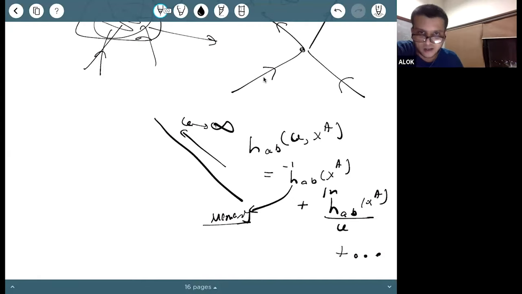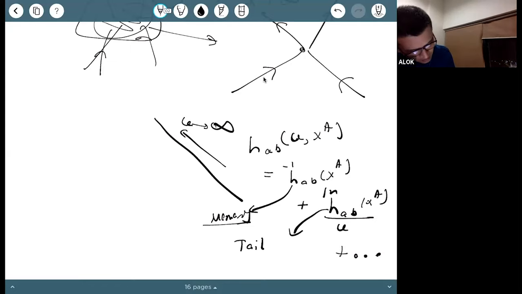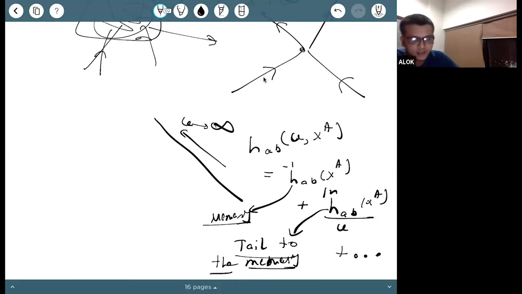It's not decaying or growing or anything like that. And this is the one which is usually called the tail to the memory, which was already known in classical theory, I think, in the paper of Thibault and Blanchet, in this hereditary paper. But I think now it has been rediscovered in the soft constraints on amplitudes also. So I hope that answers your question.